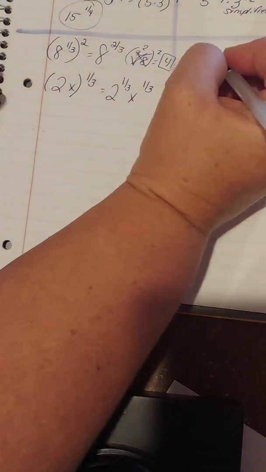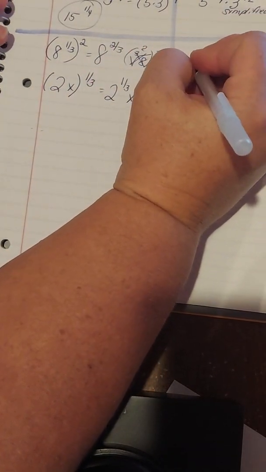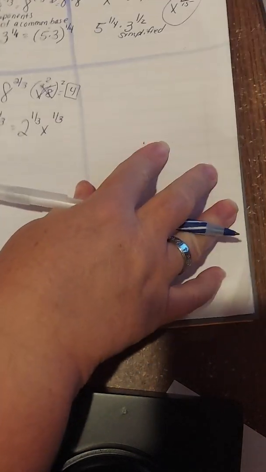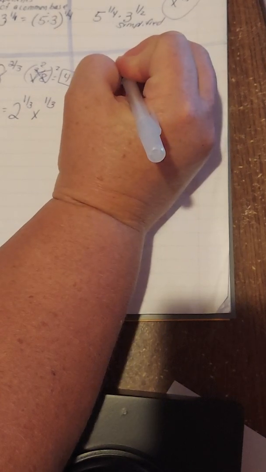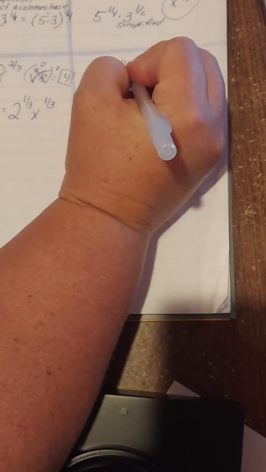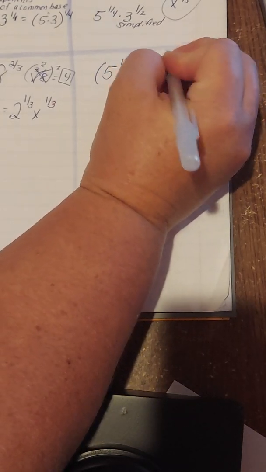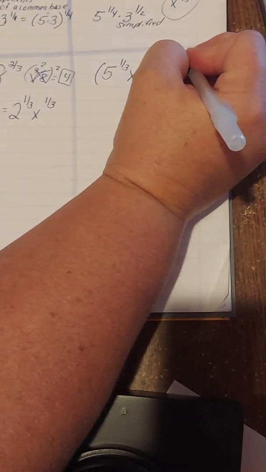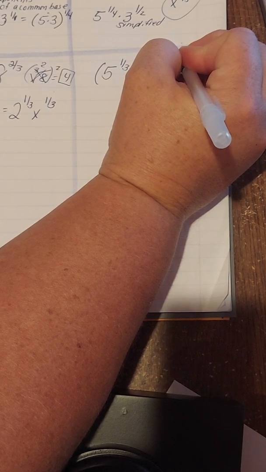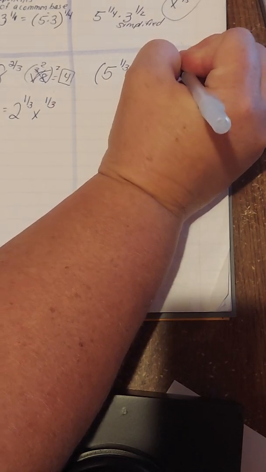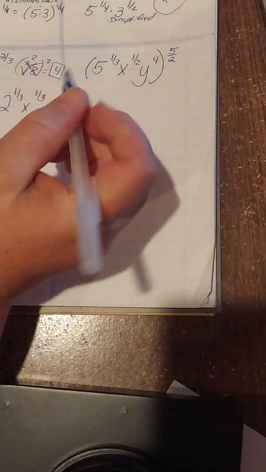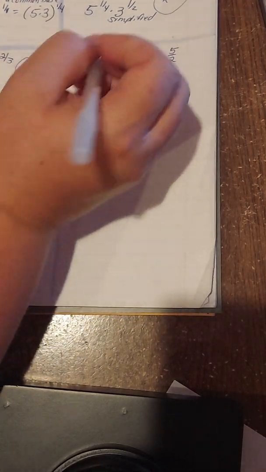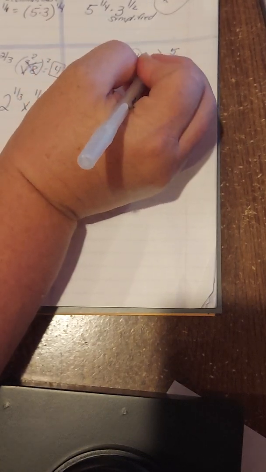All right, so let's do an example over here. Okay, let's do an example. Let's do 5 to the 1/3, x to the 1/2, y to the 4th, to the 5/2 power. This will give us some good practice. So remember that I'm multiplying. So here's a power, here's a power, and here's a power.